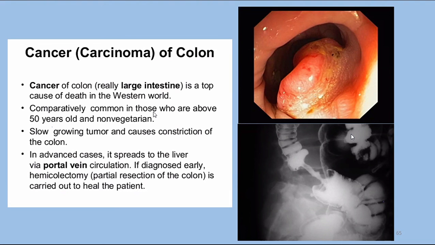This is actually a slow-growing tumor causing constriction of the colon. It's slow-growing. That's why sometimes it has already spread to the regional lymph nodes, as I mentioned earlier, as well as distal parts such as the liver. In advanced cases, it spreads to the liver via the portal venous circulation coming from the inferior and superior mesenteric veins, diba, I mentioned earlier. However, if it's diagnosed early, you can do hemicolectomy, including dissection of the regional lymph nodes that are involved. This is very much curative.